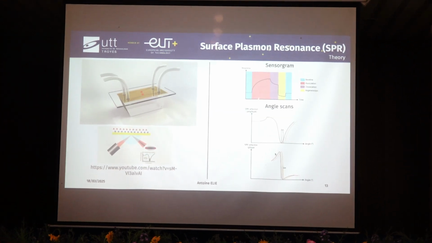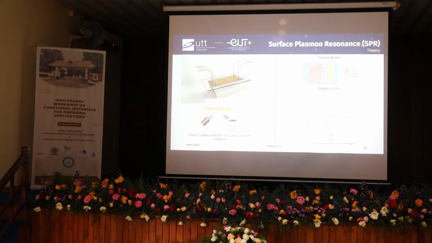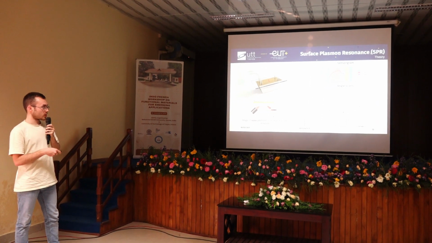So with this SPR, you can measure two kinds of signals. First one is sensogram, so you fix the interrogation angle and you observe, according to the time, the evolution of the signal. It allows us to analyze association, dissociation, regeneration of the prism and so on.